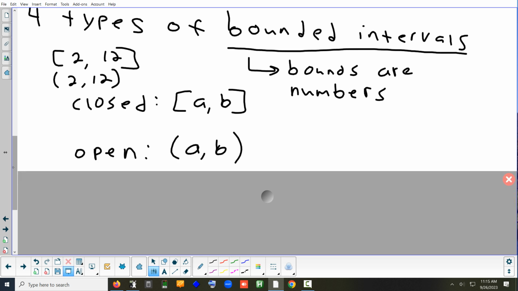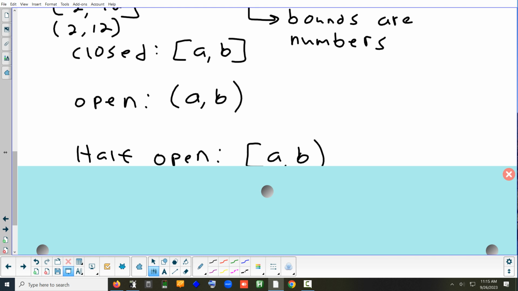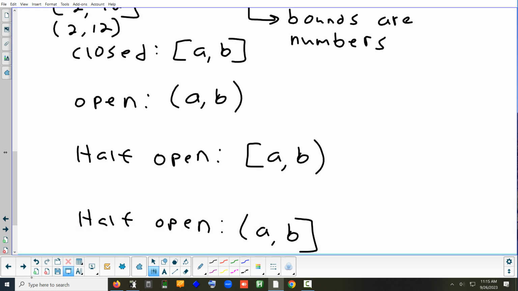So we have what's called completely closed, completely open. What other kind of interval do you think we have? I said there were 4. Yep. Probably one closed bracket and one open bracket. Yeah. So we can have a half open or half closed. Half open means one of them is a parenthesis and one of them is a bracket. The top one is half open on the right. The bottom one is half open on the left.